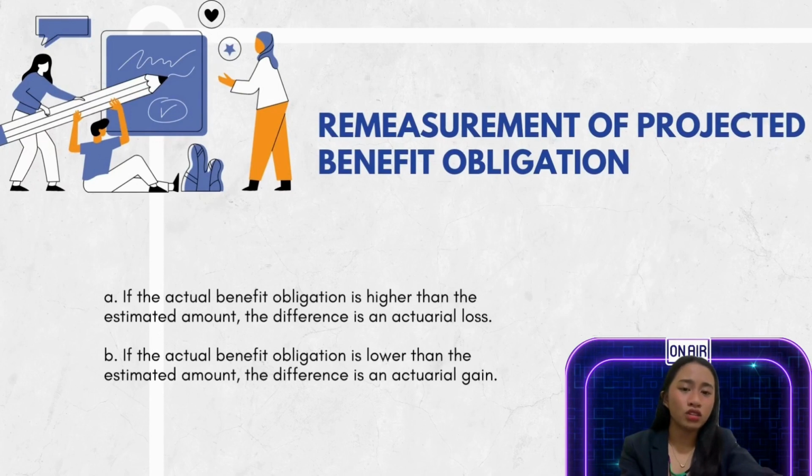Magkakaroon lamang ng actuarial loss kung ang actual benefit obligation ay mas mataas sa estimated amount. Bakit loss? Dahil ang obligation o ang babayaran ay mas mataas sa estimated amount. Kulang tayo ng in-estimate, therefore magkakaroon ng dagdag na kabayaran. Kaya ito ay kinoconsider na loss. Magkakaroon naman ng actuarial gain kung ang actual benefit obligation ay mas mababa sa estimated amount. So, bakit gain? Dahil ang obligation o ang babayaran ay mas mababa sa estimate amount. Sobra tayo ng in-estimate, therefore bababa ang ating dapat na bayaran. Kaya ito ay kinoconsider na gain.